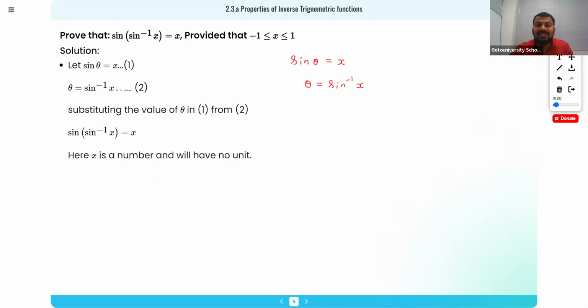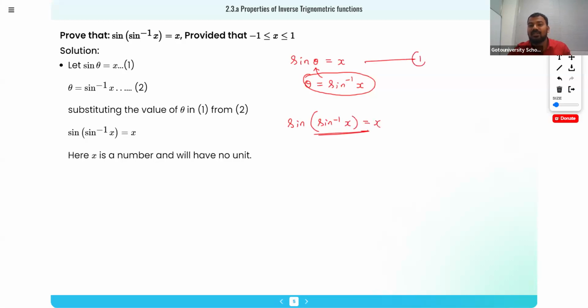So now what is this theta? Theta is sine inverse x. You just put it in the first equation. There you have done the reverse one. You put the first equation into the second, that's property number 1. Property number 2, second equation into the first one. So what is theta? Sine of theta is nothing but sine of sine inverse x, which equals x.